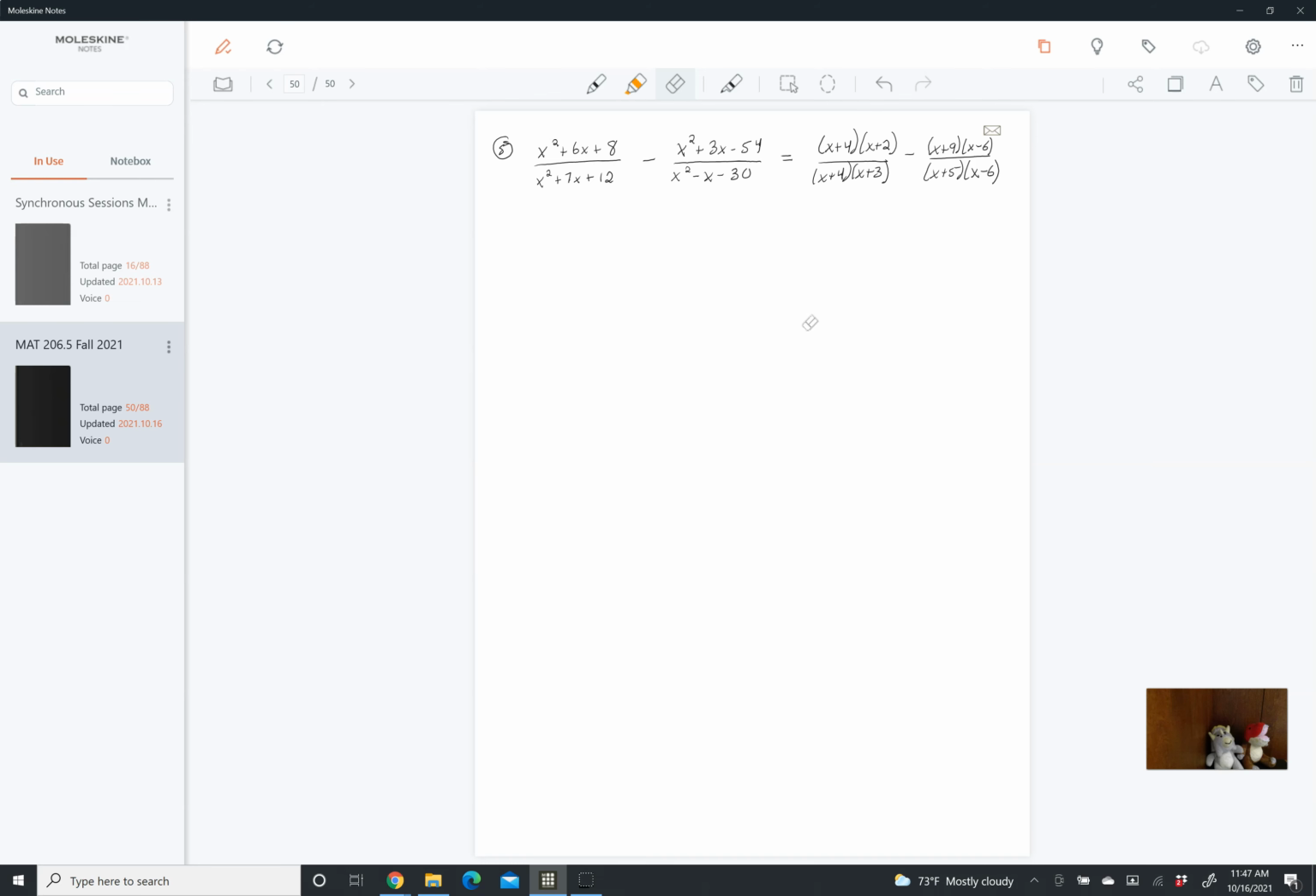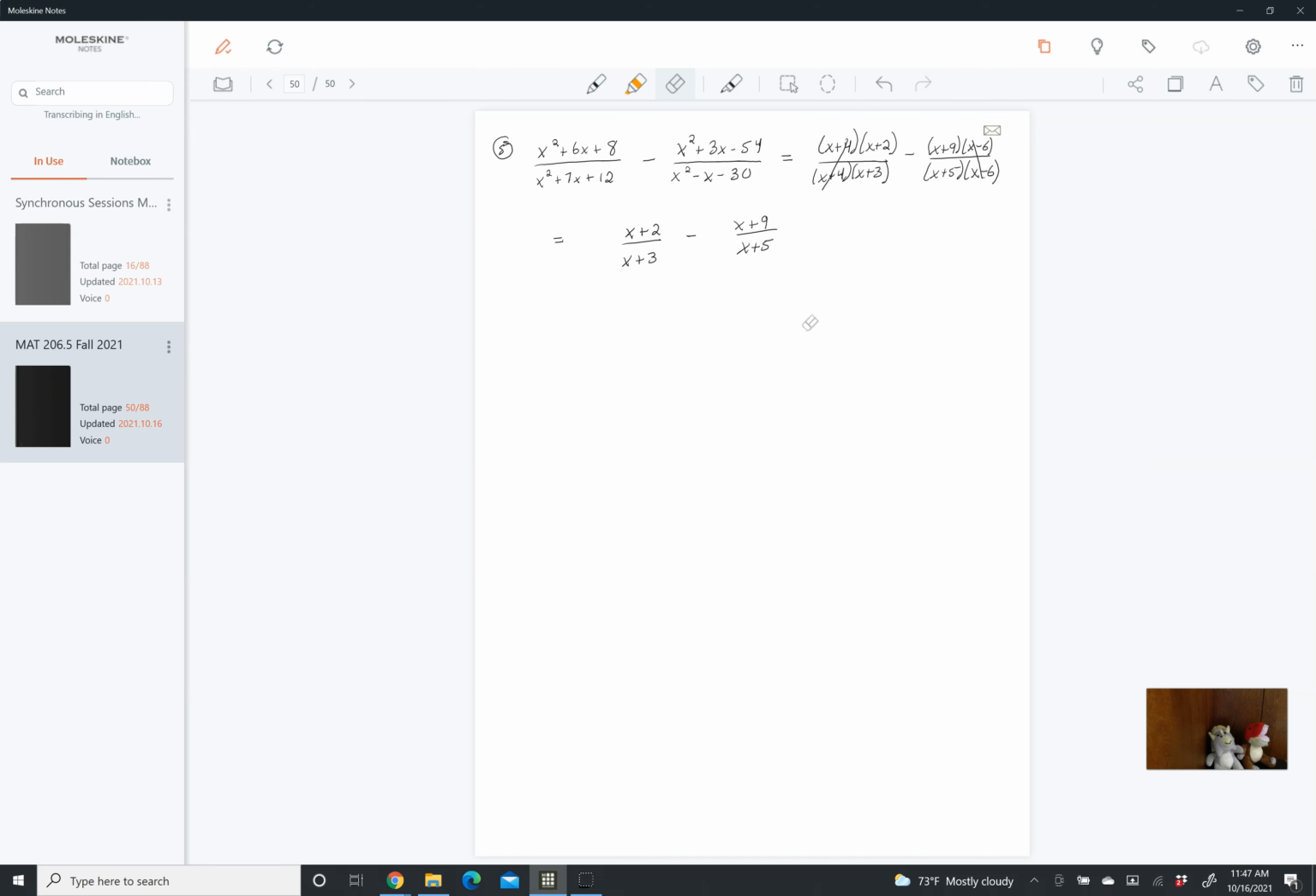So notice what happens. In the first fraction, x plus 4 cancels. In the second fraction, x minus 6 cancels. So what you really have is something much simpler. What you're really subtracting are the fractions x plus 2 over x plus 3, and the fraction x plus 9 over x plus 5. Notice that is much, much, much simpler, right? It is a much simpler fraction to be working with.